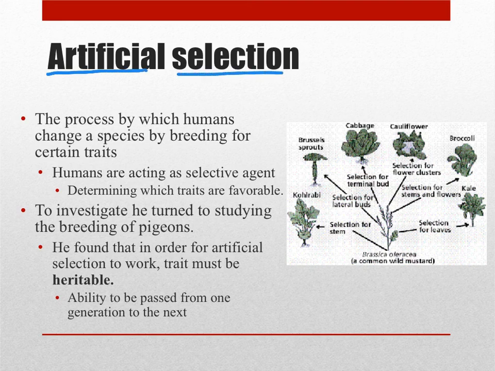Artificial selection is a process by which humans change a species by breeding for specific traits that they're looking for. In this case, humans are the selective agent for determining which traits are favorable. Investigating this, he turned to studying the breeding of pigeons, and he looked at all the different types of pigeons and what particular traits they had, either colorization or body type or feathering.